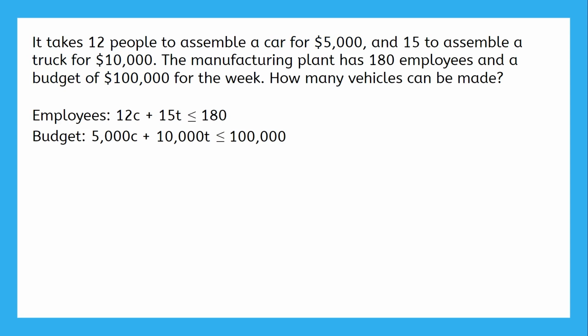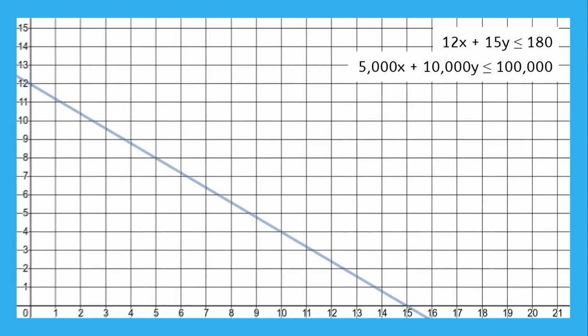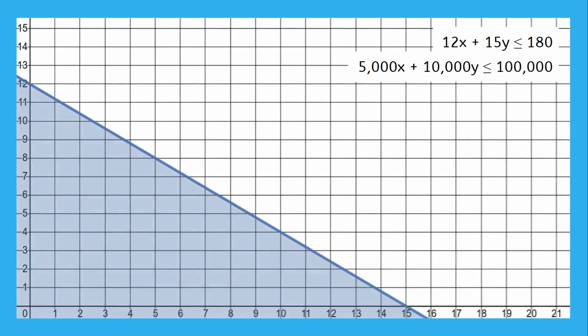The easiest way to solve a system of inequalities is by changing the c's to x's and the t's to y's, and then graphing the system. Both inequalities here are in standard form, so graphing is going to be easy. Find the intercepts of the first inequality, and when we plug in the test point 0, 0, we find that it is a solution. Which makes sense, because if we assemble 0 cars and 0 trucks, we're definitely going to need less than 180 employees.